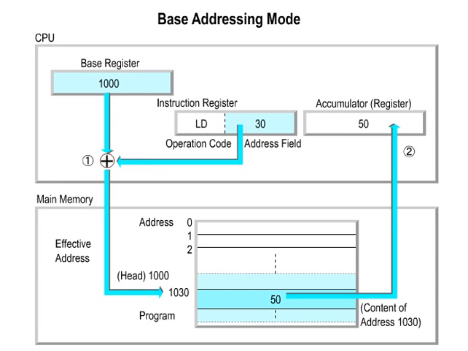3. Base addressing mode. In base addressing mode, the starting address of the program loaded in main memory is set in the base register. The address field contains the relative address, called displacement, from the starting address of the program. When the instruction is executed, the effective address is generated by adding the value of the address field to the base register.